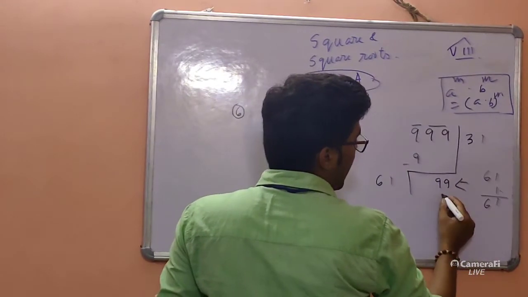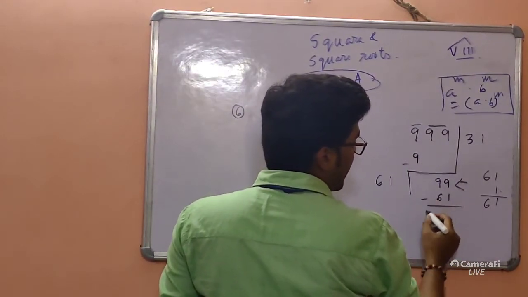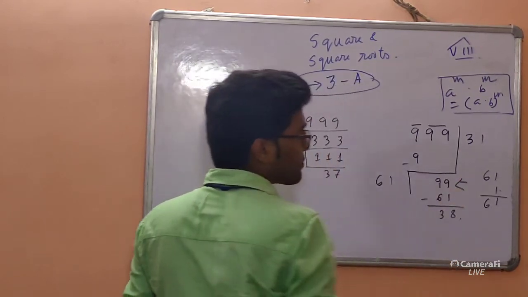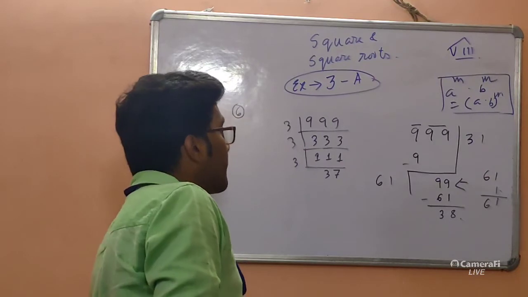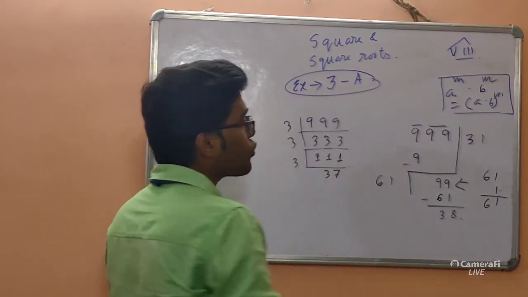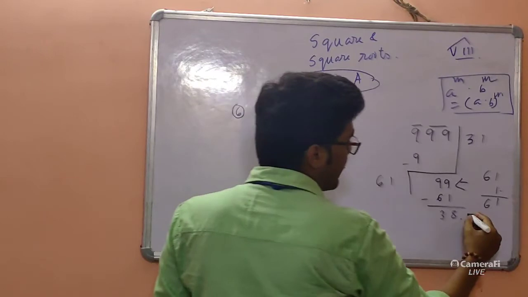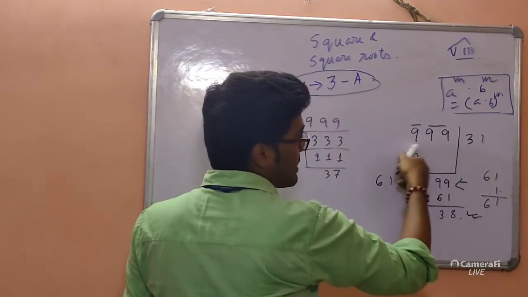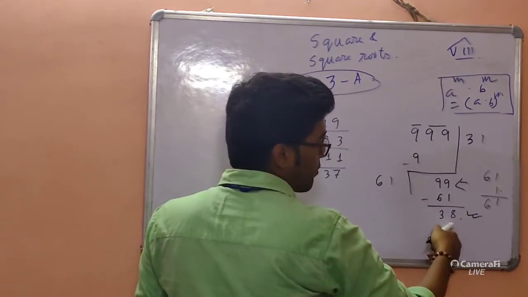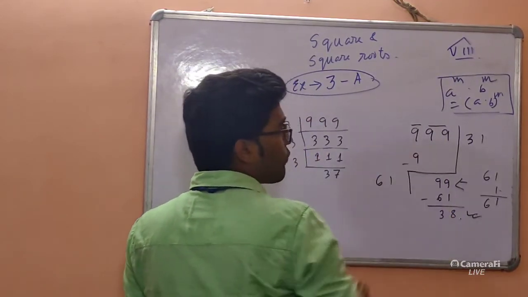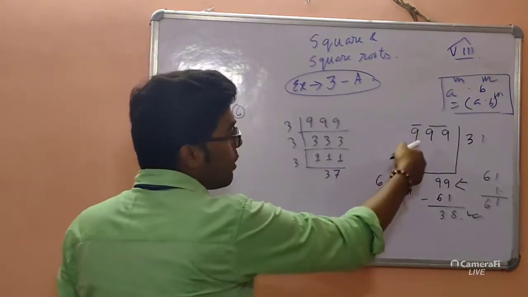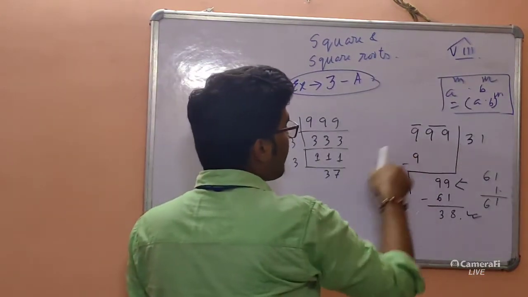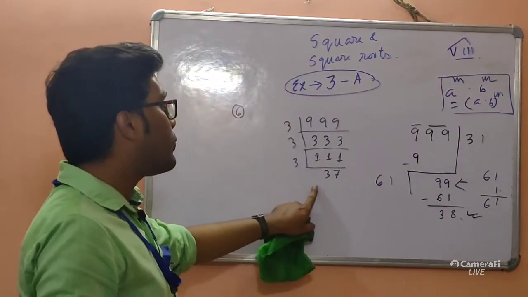So here we give 1 and it becomes 61. Now subtract again. Clear? Understood? So what is left here? 38. So if we subtract 38 from the given number, then it will be a perfect square. Understood?